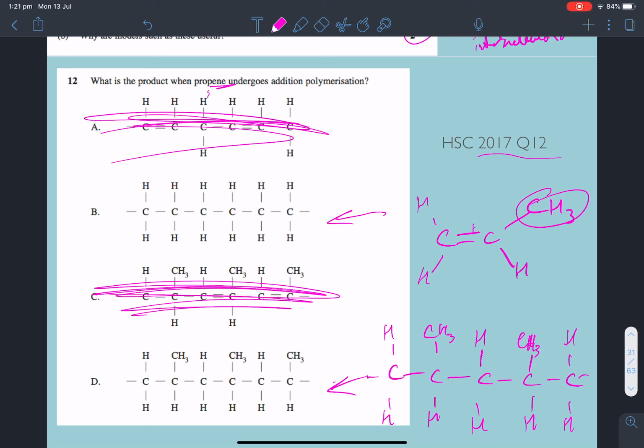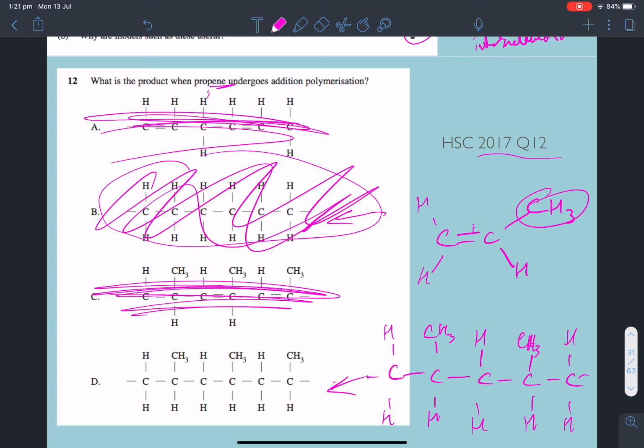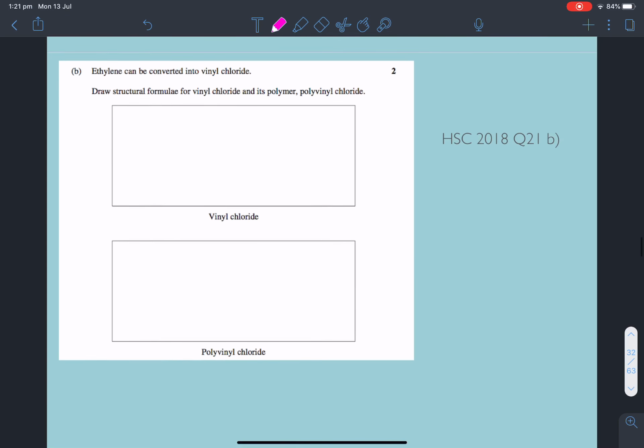Okay, look at B. There's no methyl branches there. And what have we formed? This is polyethylene. So that's if ethene undergoes it, we get B. Okay, so it's not B. It is D here. We've got one methyl branch coming off every second carbon because it was only on the second one. All right.